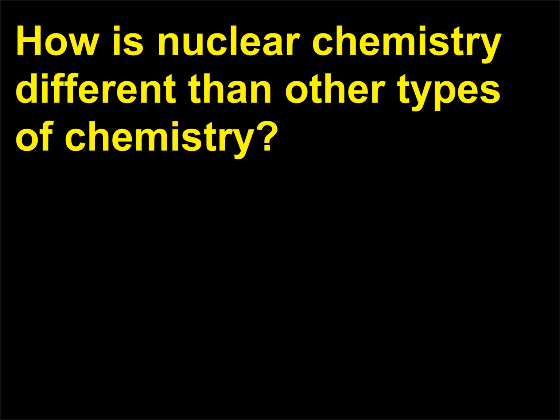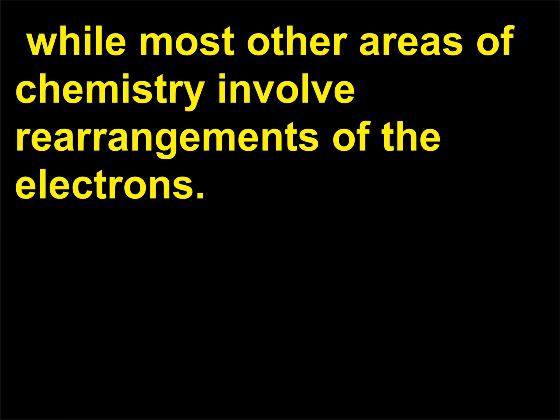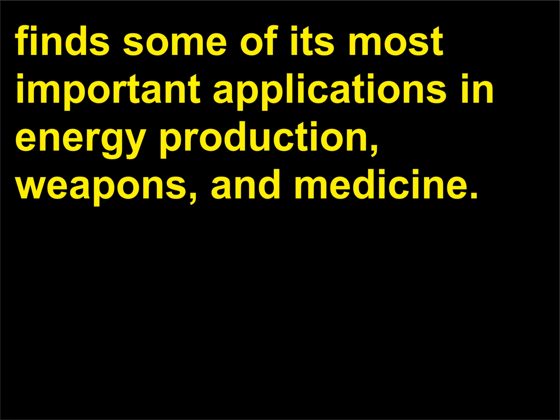How is nuclear chemistry different than other types of chemistry? As the name implies, nuclear chemistry deals specifically with chemical events involving the nucleus itself. While most other areas of chemistry involve rearrangements of the electrons, nuclear chemistry is focused on radioactivity and the properties of nuclei, and it finds some of its most important applications in energy production, weapons, and medicine.